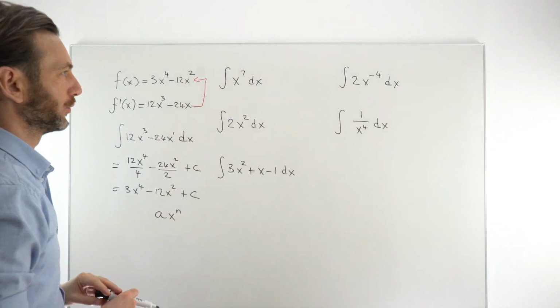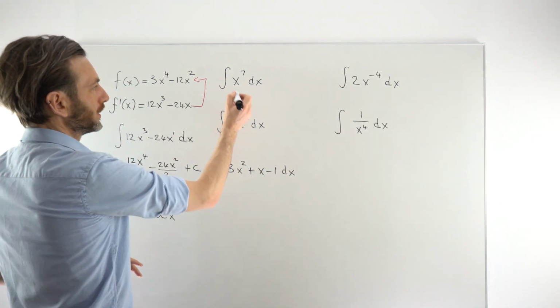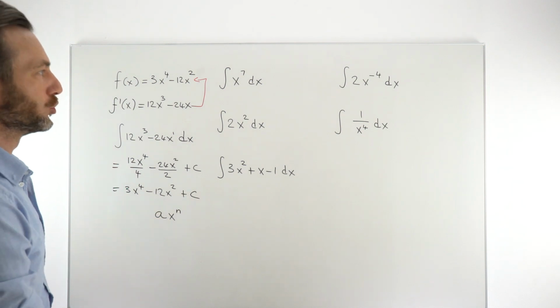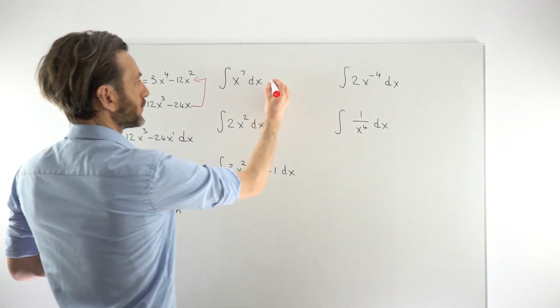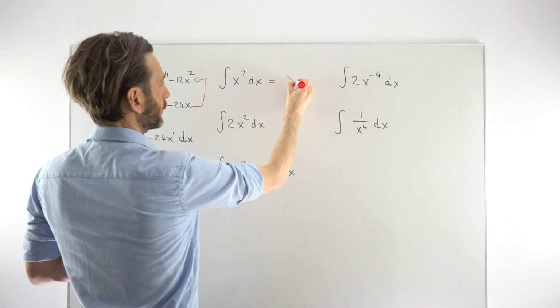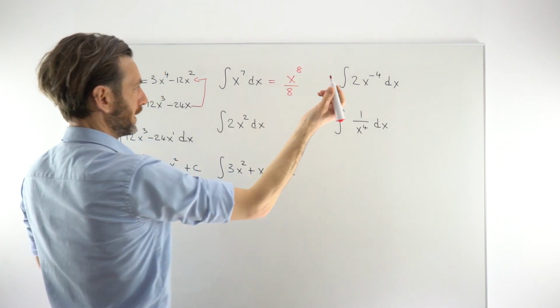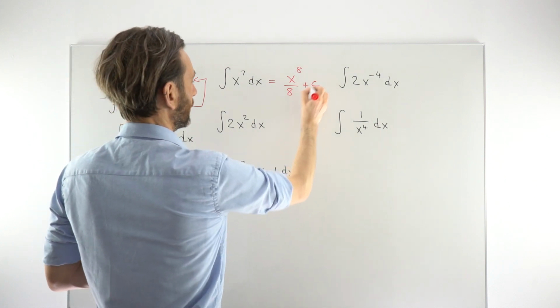We'll just keep taking those ideas and applying them to these examples here. So the first one, we're just going to go straight into it, increase the power by 1, divide by the new power, and see what we get. So increasing the power by 1, that goes up to an x to the 8, divide by the new power, over 8. Remember to put your plus c on the end.